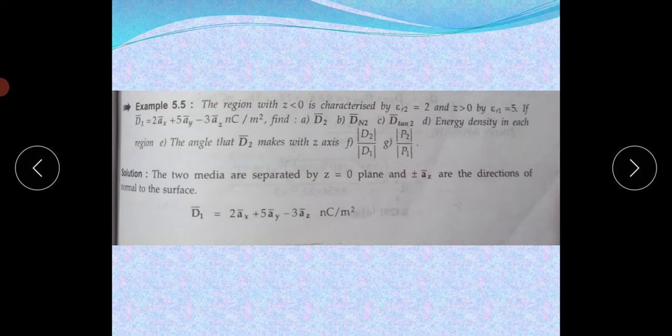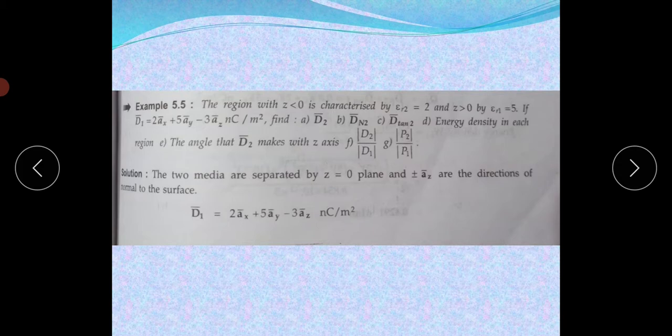Next, the angle that D1 bar makes with the z axis and D2 bar makes with the z axis. So the angle between D2 bar and the normal component of D2 bar, that angle we have to find. Next, modulus of D2 bar by modulus of D1 bar. After finding D2 bar, we can find the magnitude value. D1 bar is already given, so we can find modulus of D1 bar by using this expression. Finally we can find D2 by D1, and this one is P2 by P1.